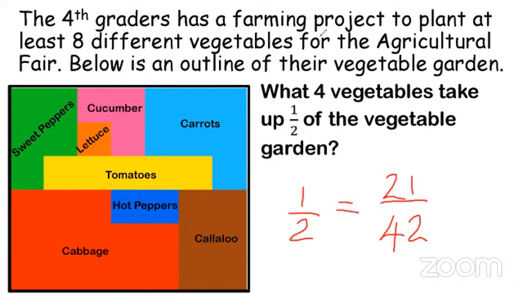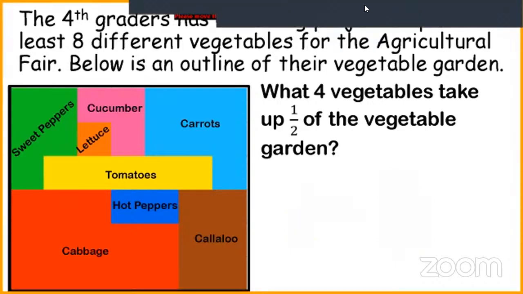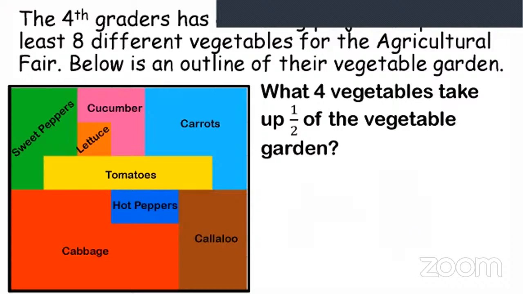All right, so I'm seeing a lot of responses here. I'm seeing cabbage, carrot, and lettuce. But remember it said 4 vegetables. I'm seeing Sasha saying callaloo, carrot, sweet pepper, and cucumber. That is 4. Let me see if we have any other response. I see Zara saying cabbage, hot pepper, lettuce, and sweet pepper.